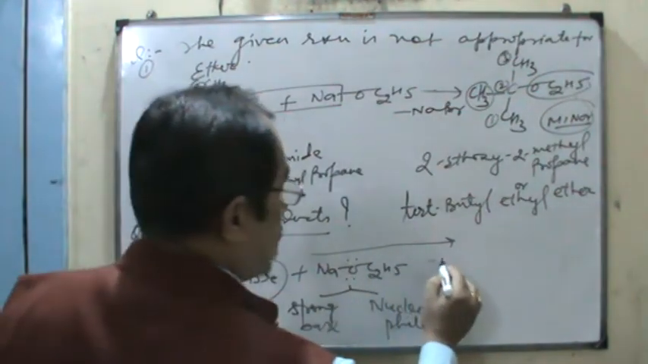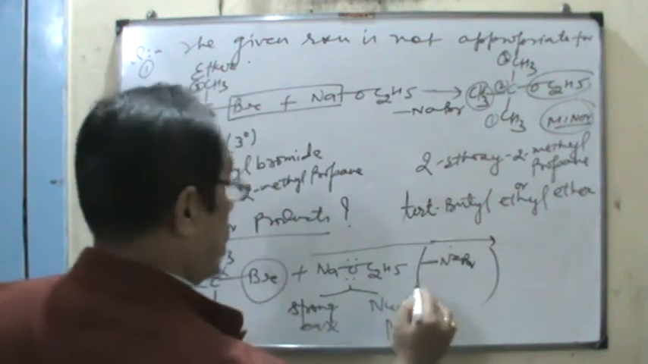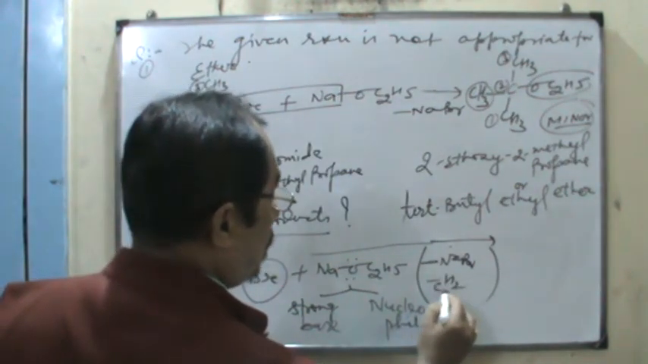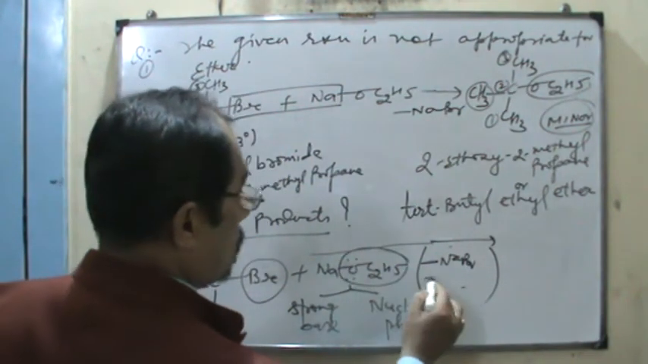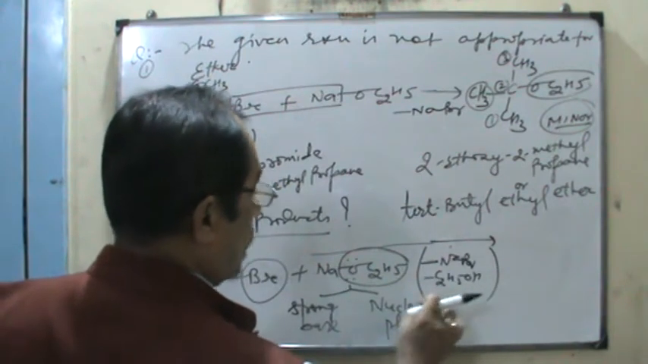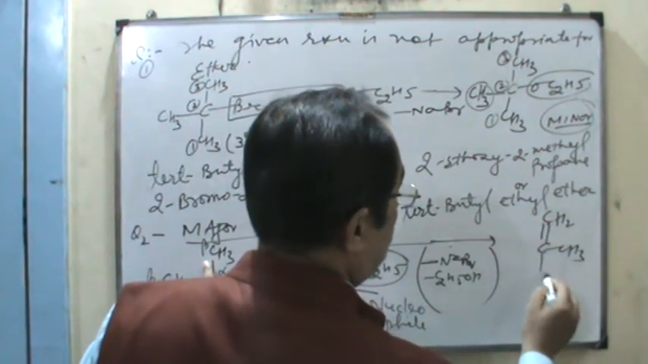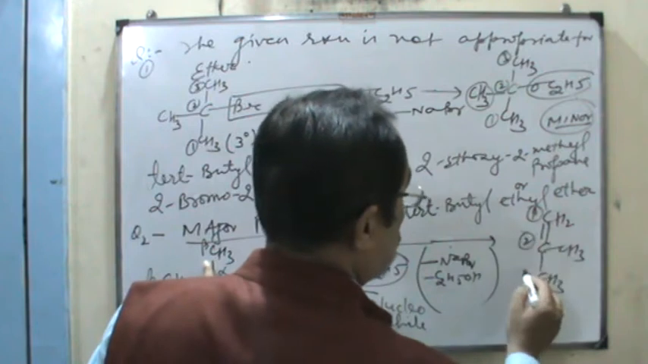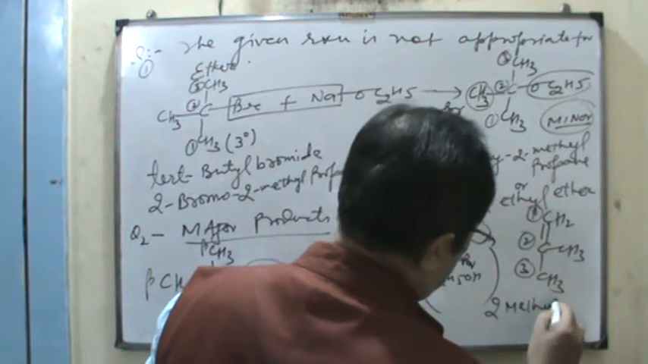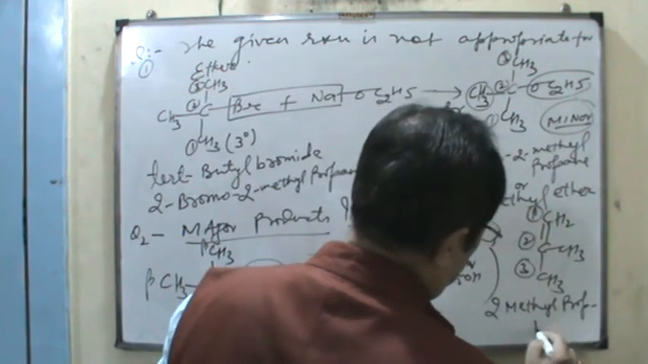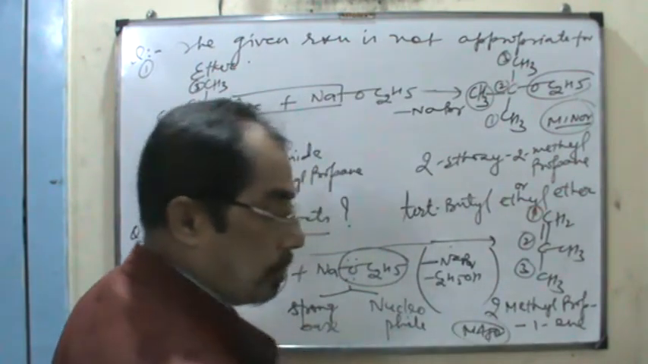Therefore, it is minus NaBr and minus water. Sorry, C2H5OH. Then what is the product formed? CH2 double bond C, CH3 and CH3. This is the 1, this is the 2, and this is the 2-methylprop-1-ene. What product here? This is very much the major product.